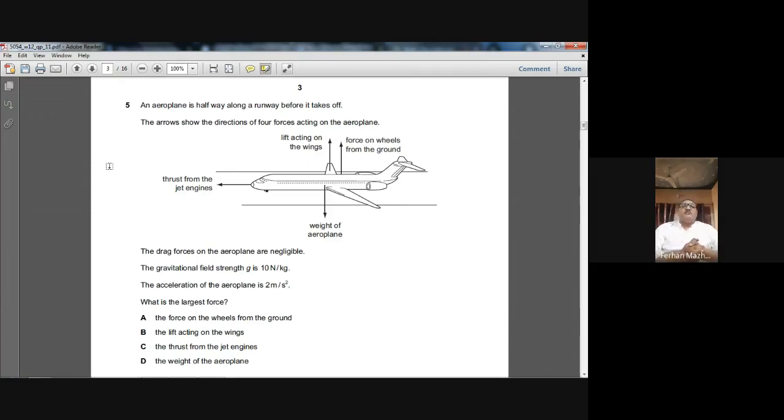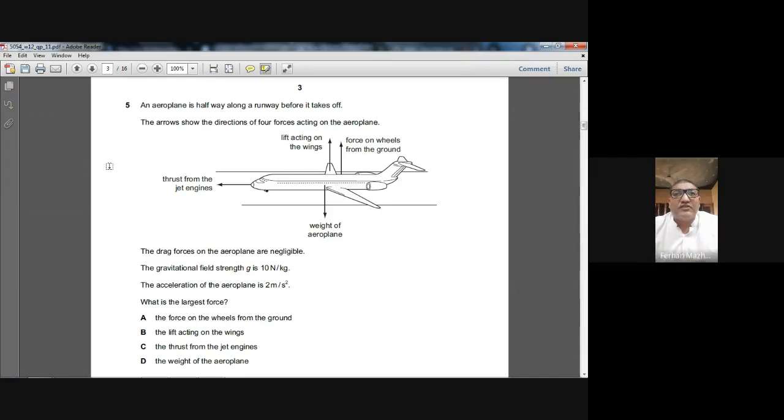The gravitational field strength g is 10 Newton per kg. The acceleration of the aeroplane is 2 meters per second squared. So the aeroplane is accelerating, but it has not yet taken off. It has not taken off yet. So what is the largest force?